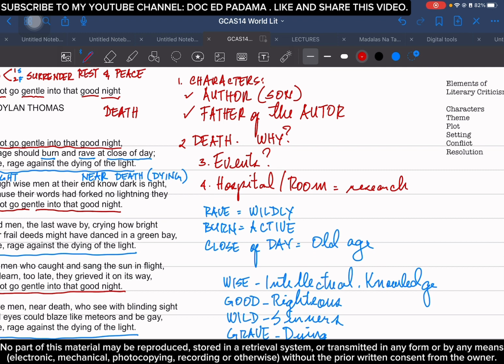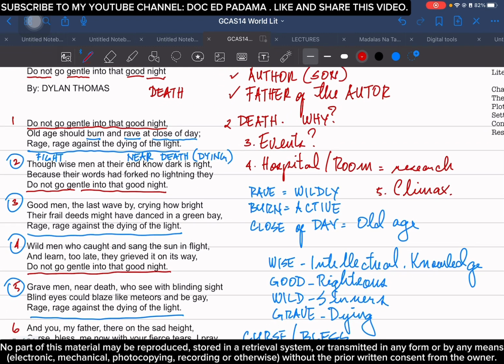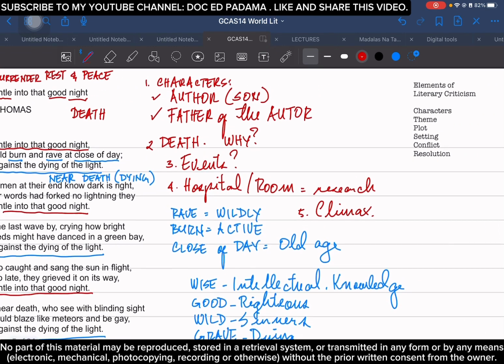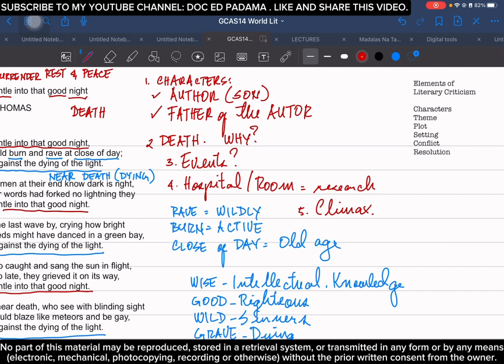Okay, and then the conflict usually is not just the argument that transpired during a particular story. In this case, when we talk about conflict, this refers to the most exciting part of the literary piece. This is what we usually call the climax. If we are going to identify the climax of the story, this should also be your part. Personally, for me, the climax would be the last part, which is stanza 6. And then you have to explain why stanza 6 for you is the climax.